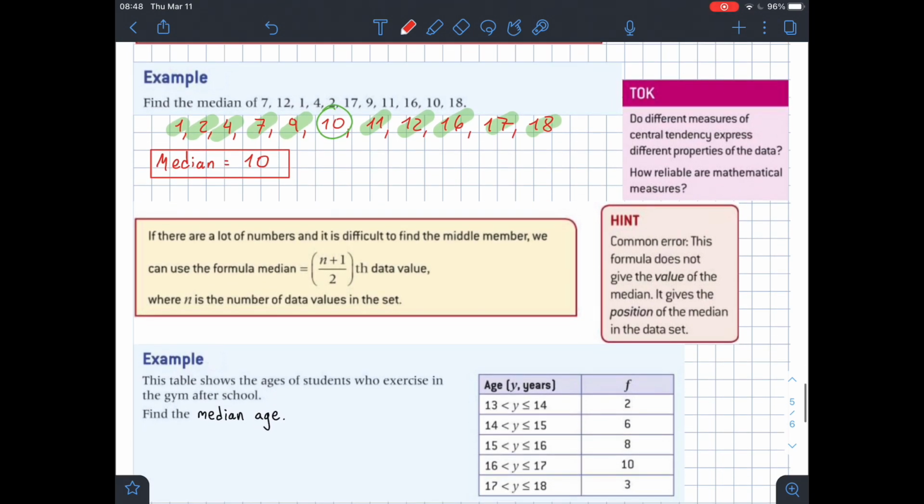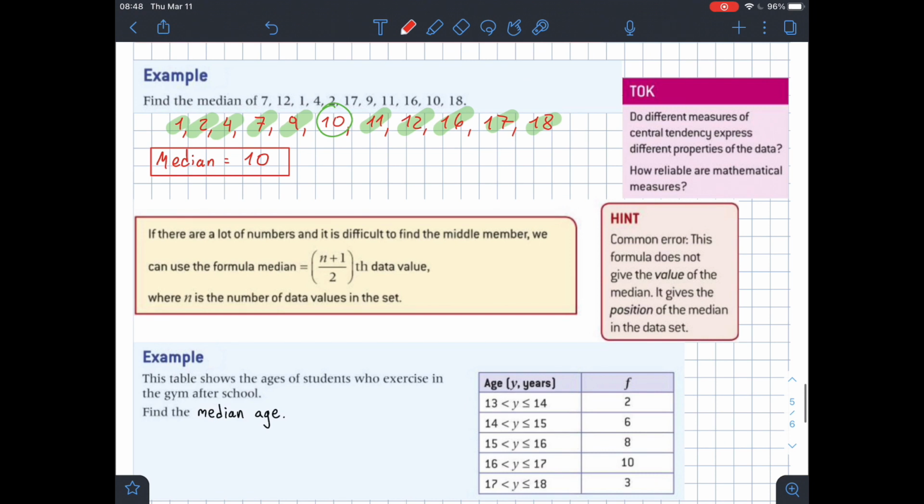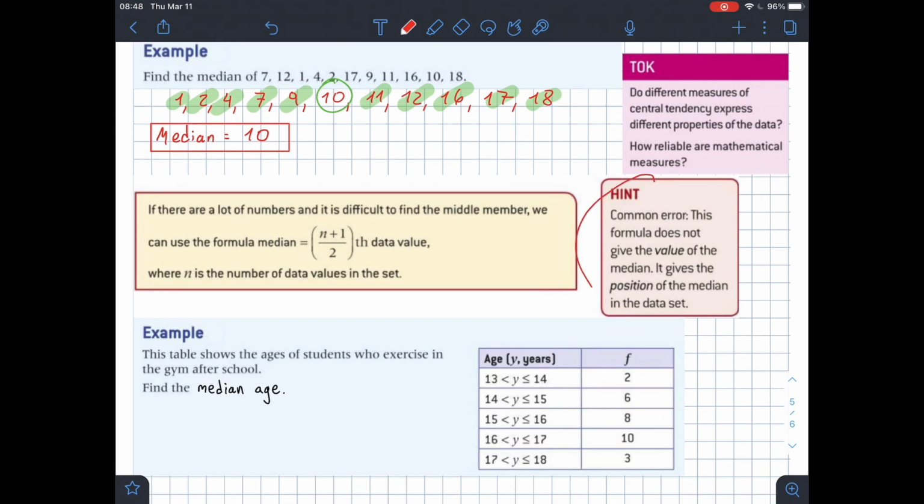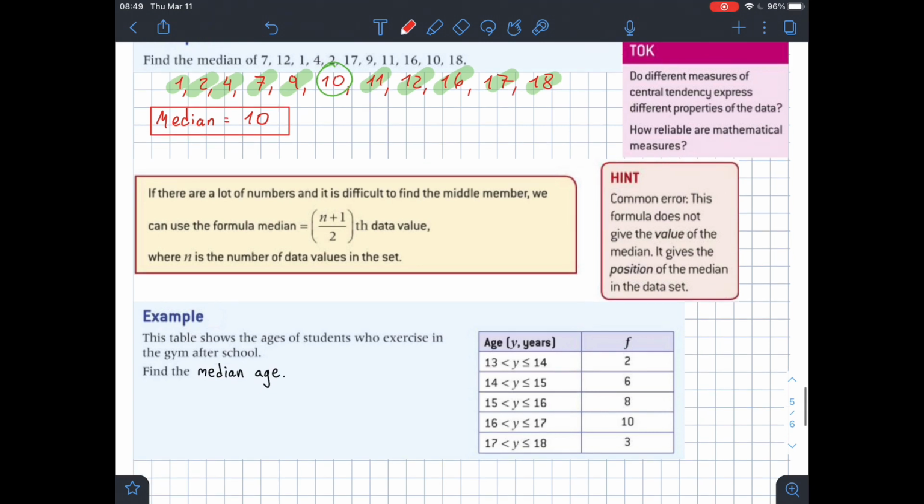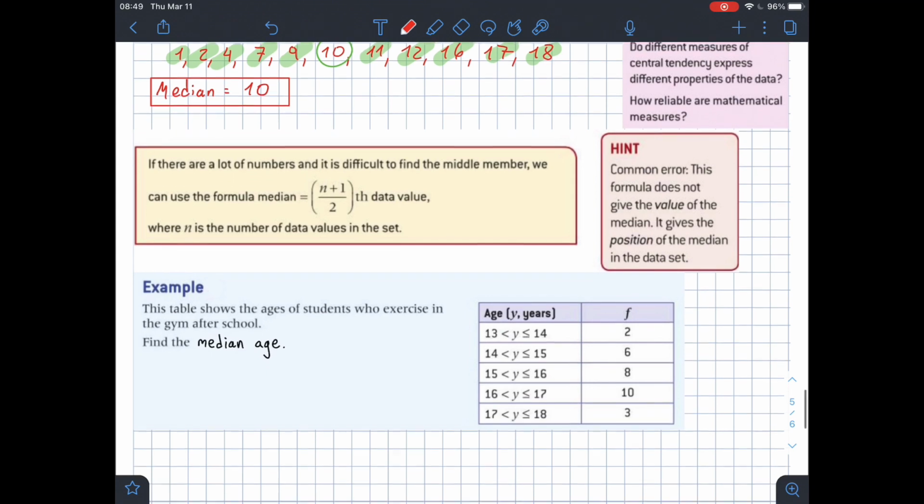Great. Then it says, if there are a lot of numbers and it is difficult to find the middle member, we can use a formula for the median equals n plus 1 divided by 2 to find the position of the median, right? Where n is the number of data values in a set. Let's see this with an example later on. Hint, common error. This formula does not give the value of the median. It gives the position of the median in the data set. So remember that, people. Do not assume that is a median. That's the position of the median.